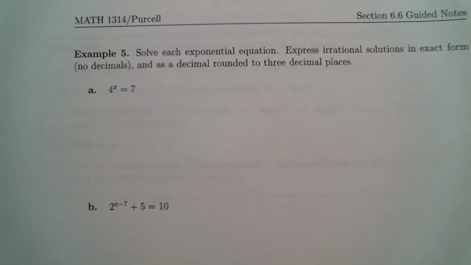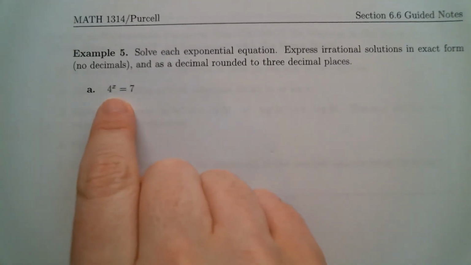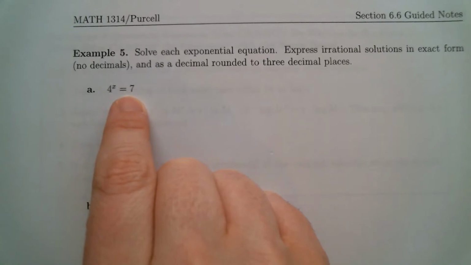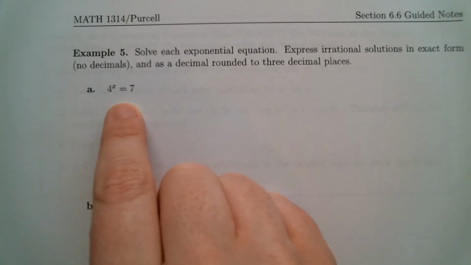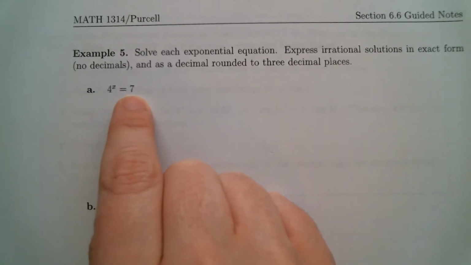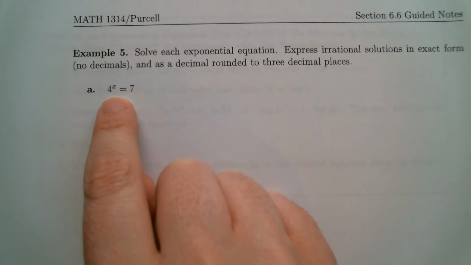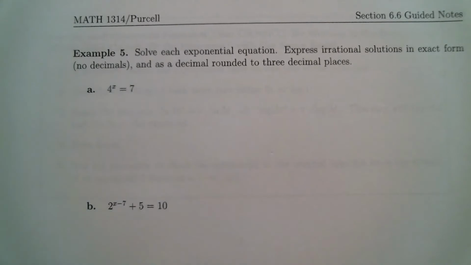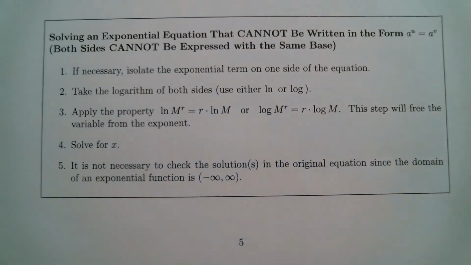Okay, so this is example 5 on the next page. So 4 to the x is equal to 7. This is an exponential equation because x is in the power. There is no way you can make the bases the same on both sides. There's no way that you can rewrite 7 as a power of 4, nor can you write 4 as a power of 7. So we're talking about what to do.